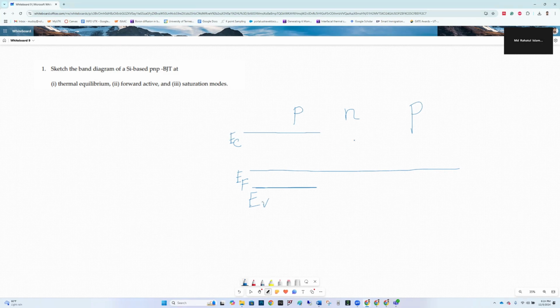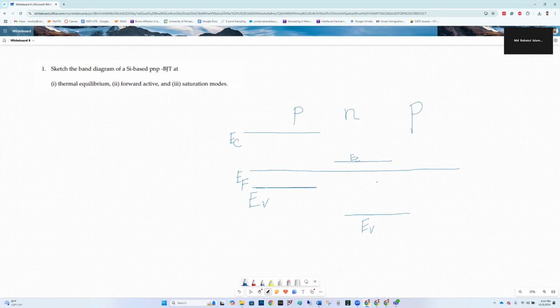Okay. Now let's move to the N region. Here, this is the opposite. So here in the N region, the EC should be nearer to the EF. So this is EC for N region, and this is EV for the same N region. Here, this is the Fermi level. So in the case of N region, EC should be nearer to the EF, and EV should be far from the EF.